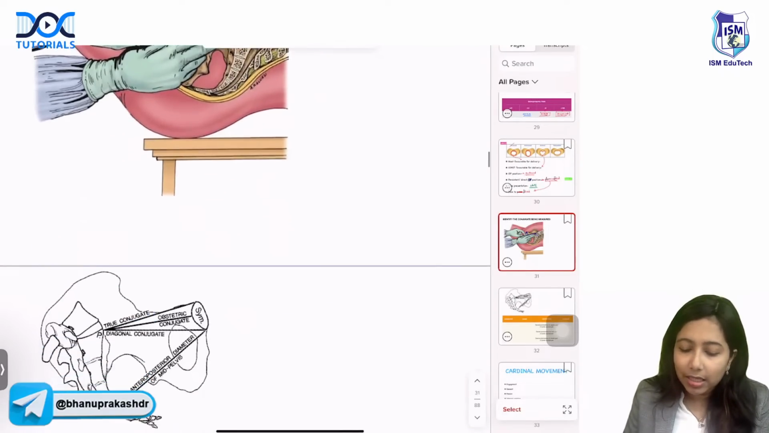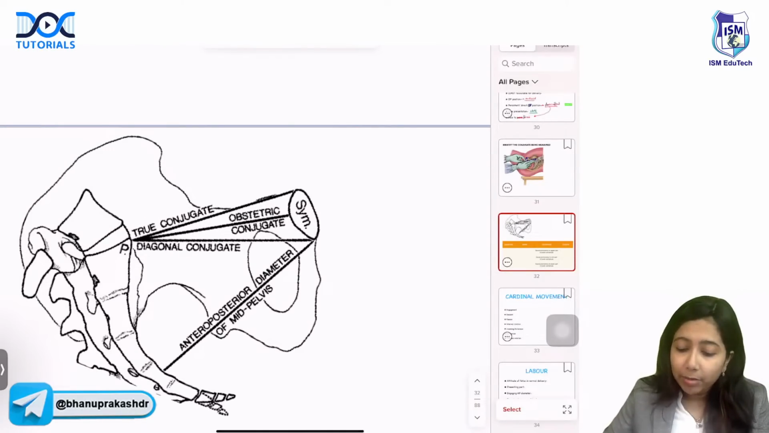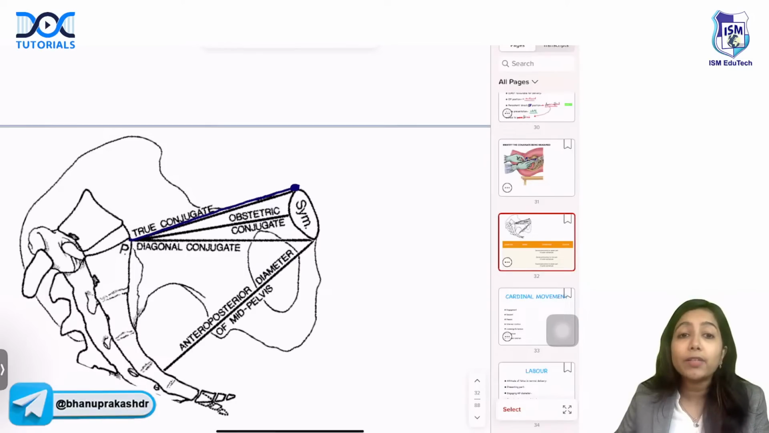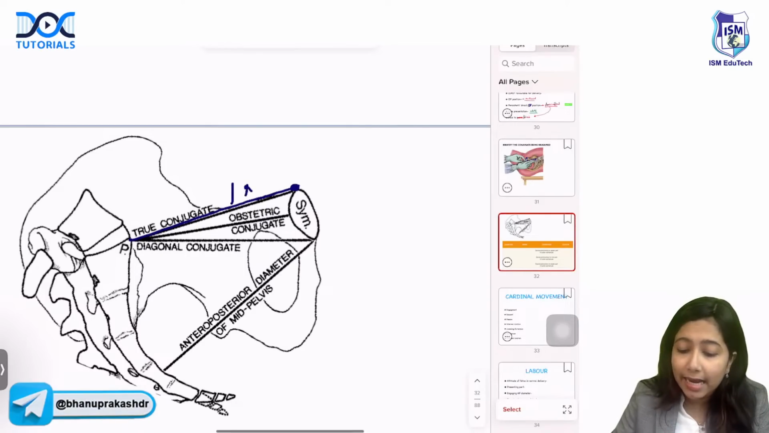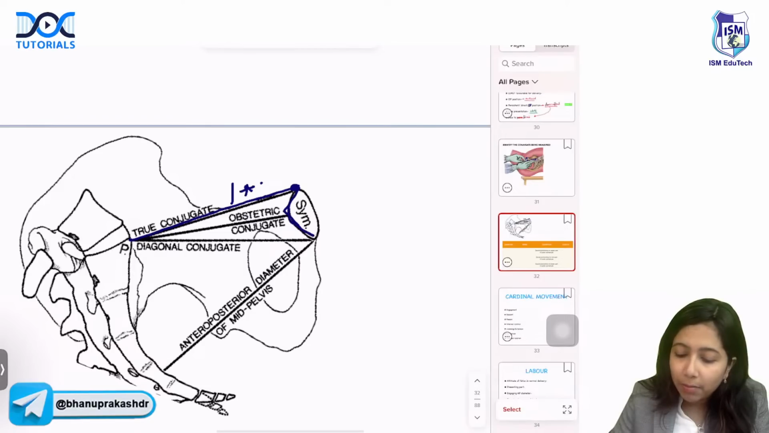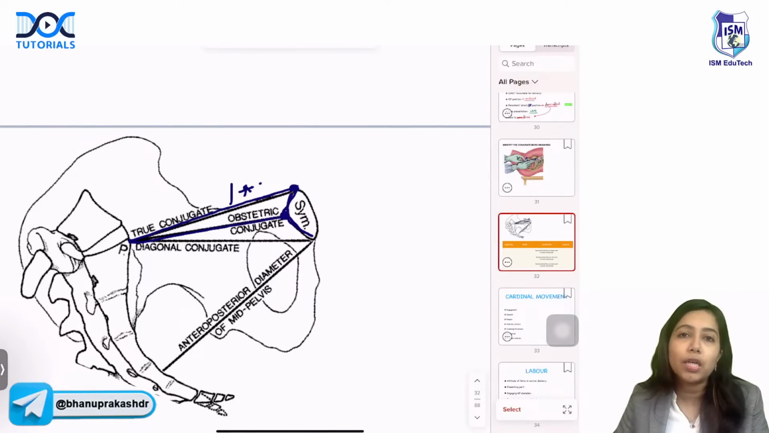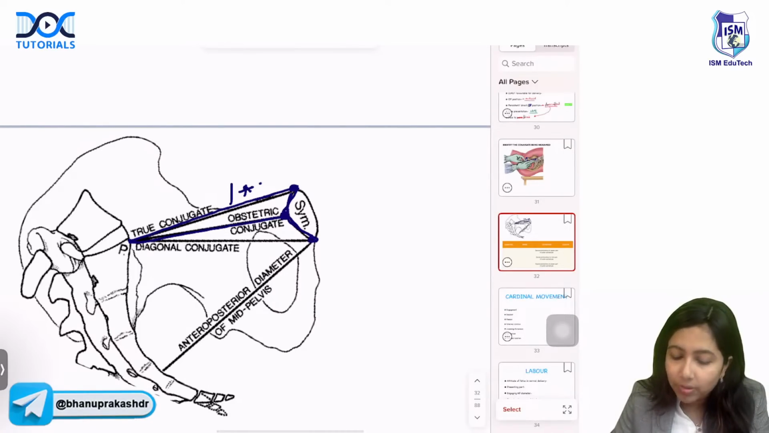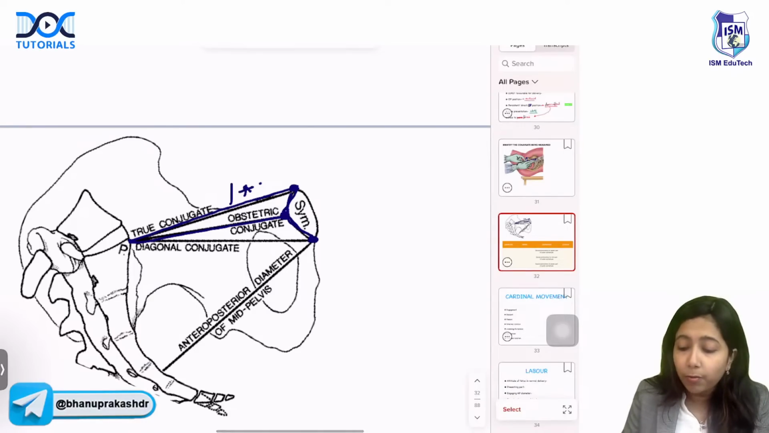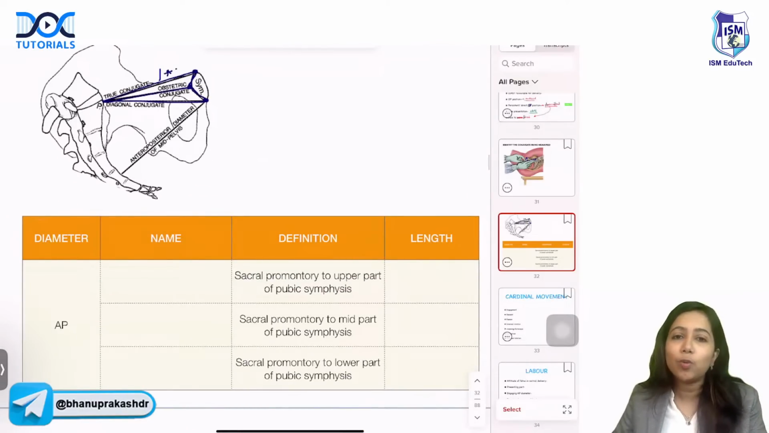So let's see the three diameters at the level of inlet. You have a diameter which is connecting from the upper border of pubic symphysis till the sacral promontory. This is known as true conjugate, also known as anatomical conjugate. Next, you have from the most prominent part of the pubic symphysis, or the mid part of the pubic symphysis, to sacral promontory, that is the obstetric conjugate. Finally, from the lower border of pubic symphysis till sacral promontory, you have the diagonal conjugate. Don't worry, it's already written.